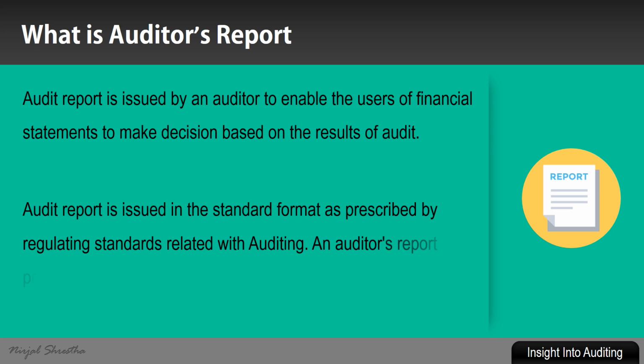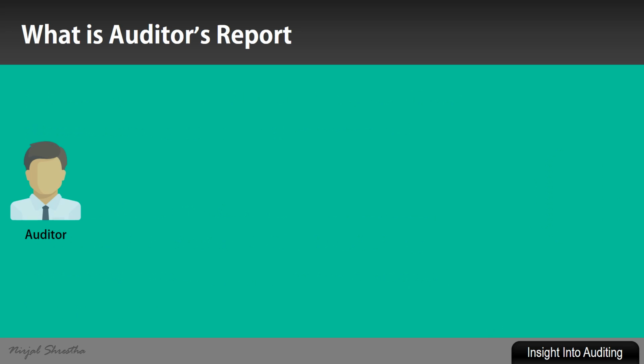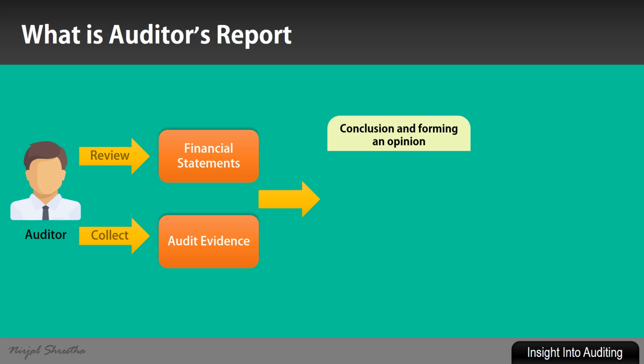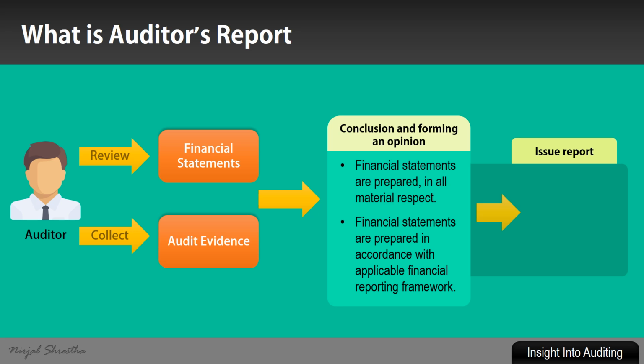An auditor's report provides an opinion on the validity and reliability of a company's financial statements. Auditor reviews financial statements of the company and collects sufficient appropriate audit evidence. Then auditor should evaluate the conclusion drawn from audit evidence obtained as the basis for forming an opinion on the financial statements, that financial statements are prepared in all material respect. Financial statements are prepared in accordance with applicable financial reporting framework. Then, the auditor issues report based on the audit. This report includes opinion of the auditor.